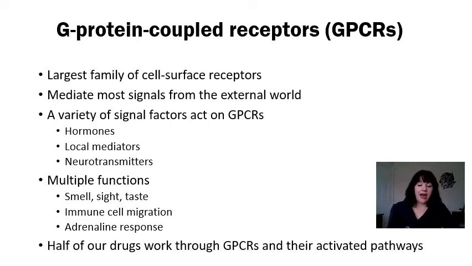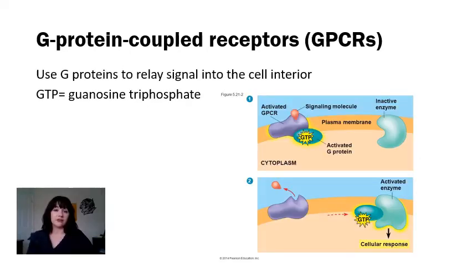Importantly, half of our drugs are working on GPCRs and their downstream targets, right? So very important signaling pathway. Researchers have learned a lot about these pathways and have been able to modify them to help cure and heal different diseases. So we're going to talk about all the different parts, starting at the top where the ligand binds, all the way down to an effector protein for G protein coupled receptors.